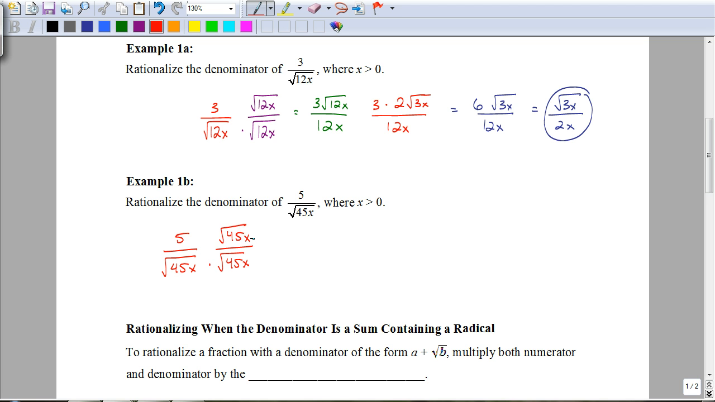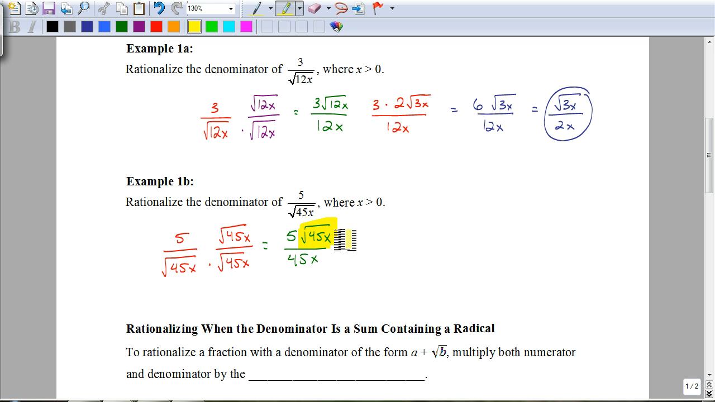Okay, so now from here, remember, just like that pattern that we looked at above, square root of 45x times square root of 45x will just be 45x in the denominator. In the numerator, I have to simplify this piece to see if that can simplify any further.